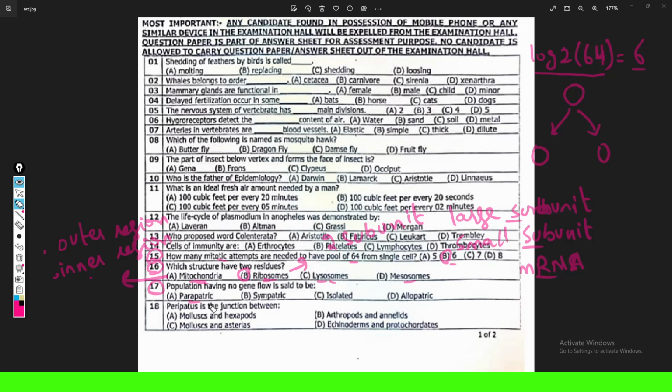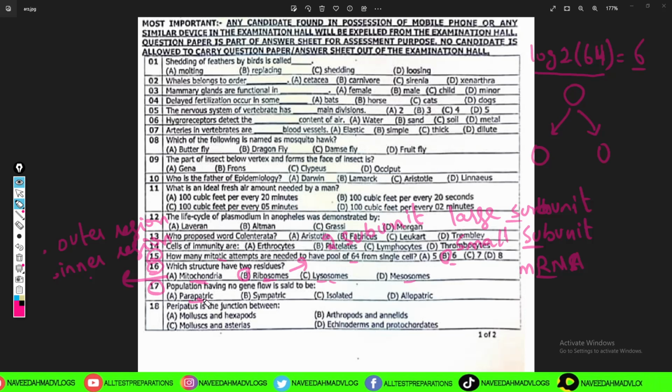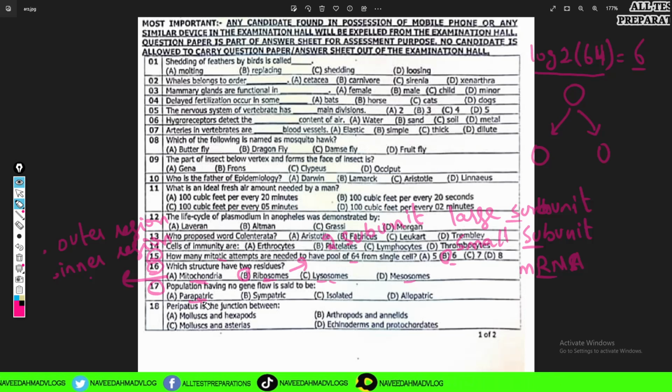Parapatric speciation, these are the speciation types. The first one is parapatric. The parapatric represents a geographical type of speciation. They are geographically adjacent, but they can have limited gene flow. So the gene flow is present in this type of speciation, but in a limited amount. So this is an incorrect option.